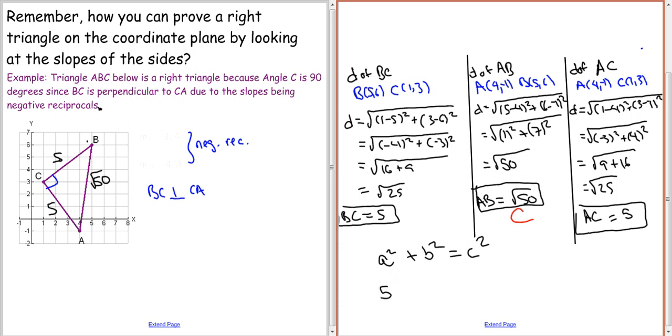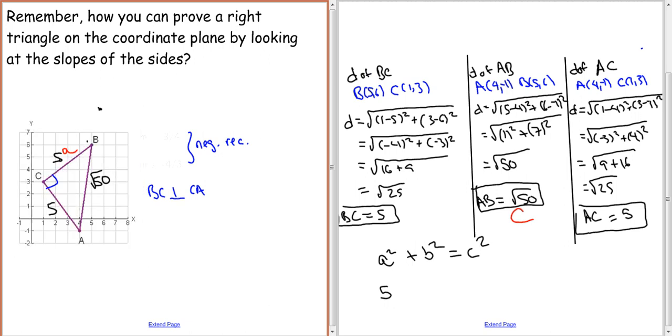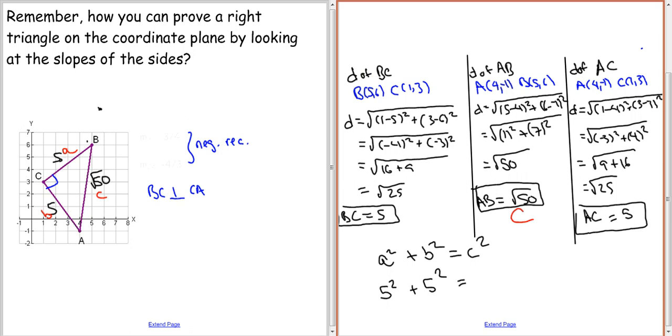So 5 squared, so I'm gonna make A over here, and I'm going to make B, and then this is the hypotenuse, so that has to be C. So I got 5 squared plus 5 squared equals radical 50 squared. Now, let's see if this satisfies the Pythagorean theorem.